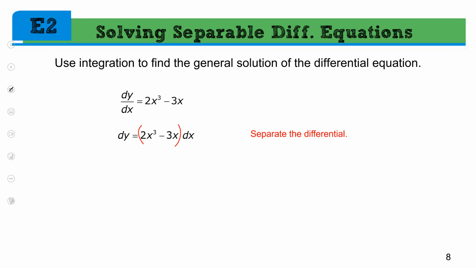I've got this weird little dy floating on the left. I've got this weird little dx floating on the right. No, sorry. What do I do next? I want to get rid of the dy and the dx. How do we do that? Integrals. Take the integral of both sides.